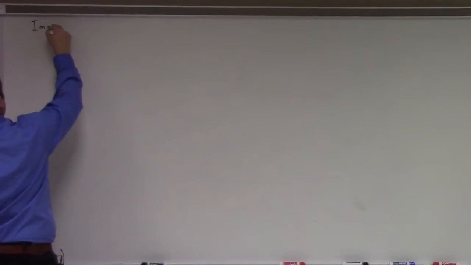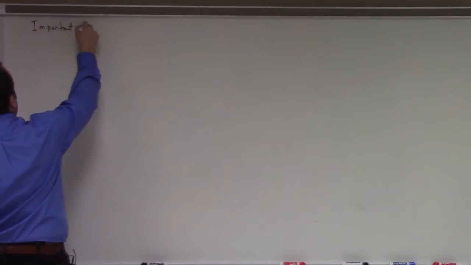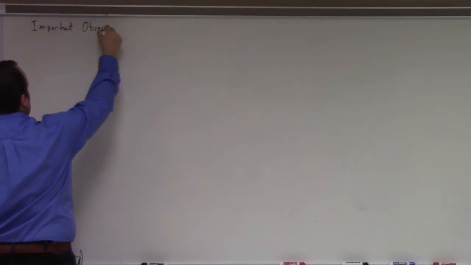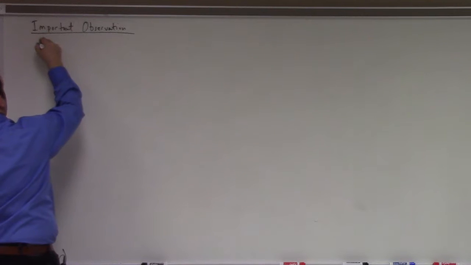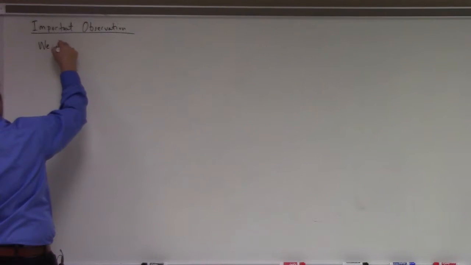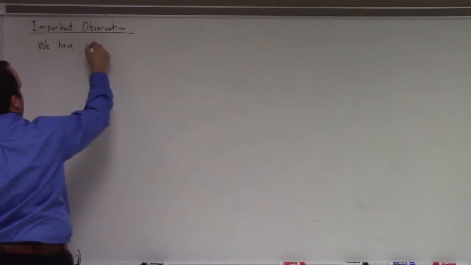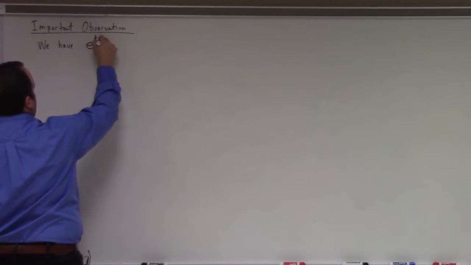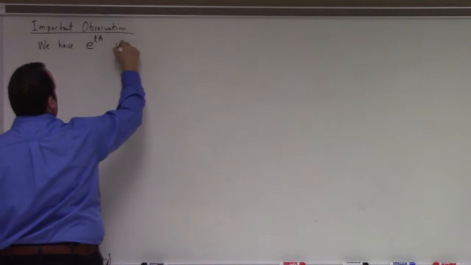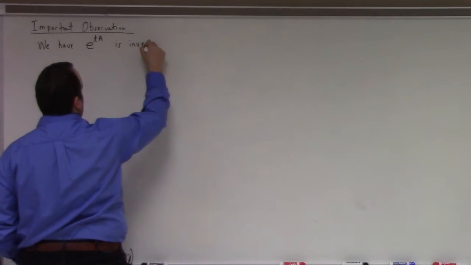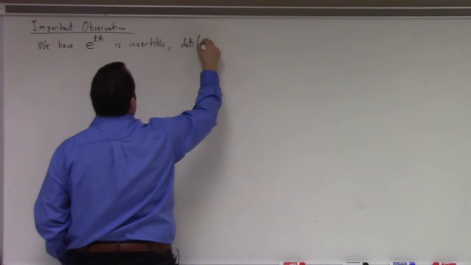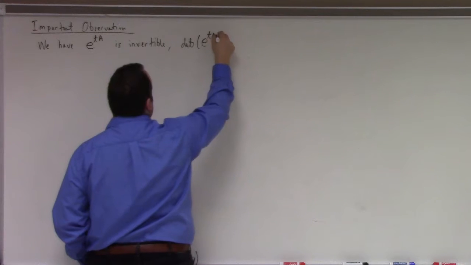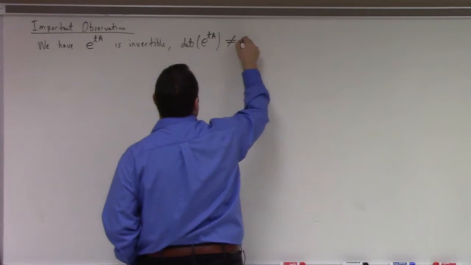So this is an important observation. We already got half of it. We have that e to the ta is invertible, right? Which means that the determinant of e to the ta is non-equal to 0.